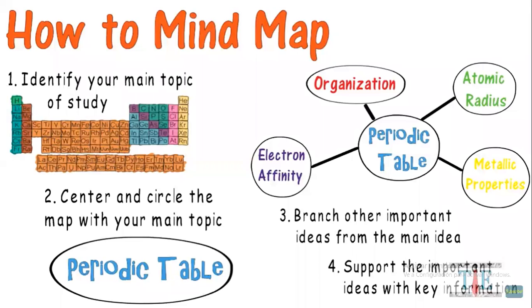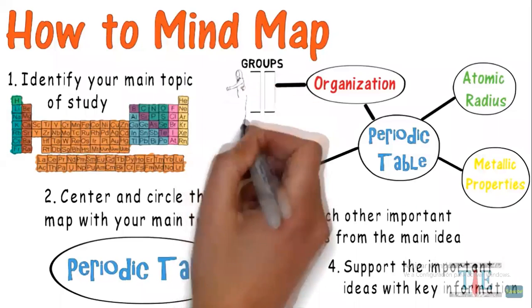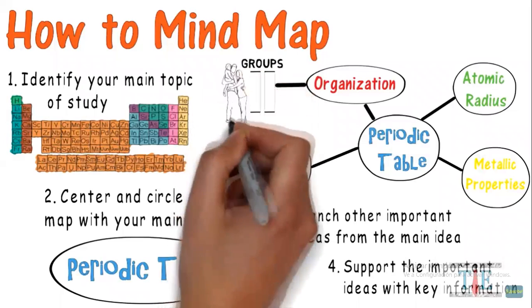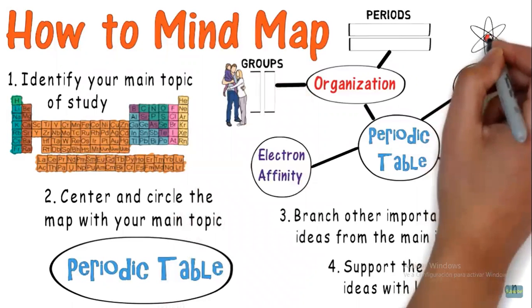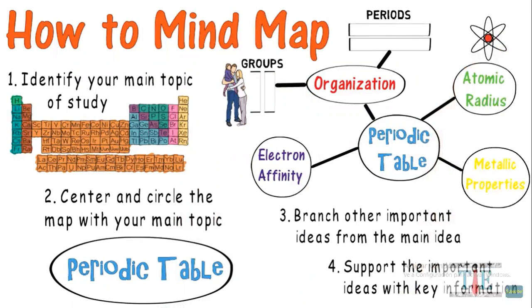So for example, the organization of the table can be broken down into groups or families, which are actually columns going up and down, and you can even add a drawing of a family to help you remember. The table is also broken down into periods, which are horizontal rows, so draw them as visuals. Spice up your map by adding even more drawings whenever possible.